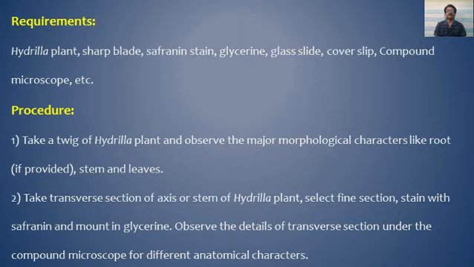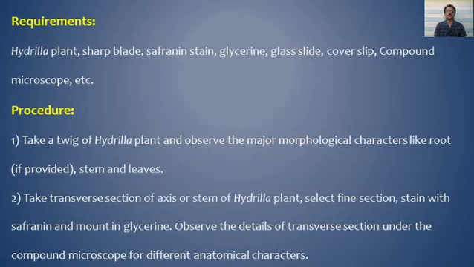For that we have to take a twig of Hydrilla plant, because we are going to study the Hydrilla plant. Observe its major morphological characters, like how it appears, how its roots are if they are provided, and what the features of stem and leaves are. You have to note down all these morphological features, and then we go for anatomy.